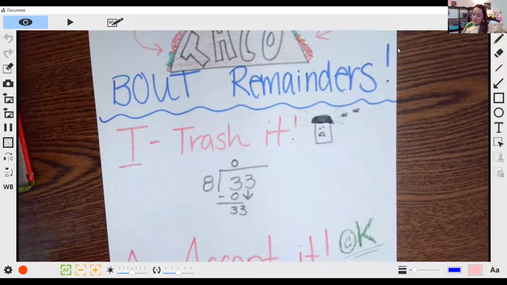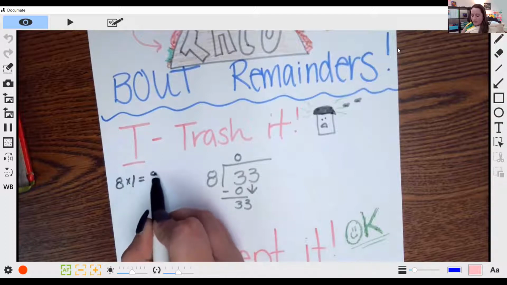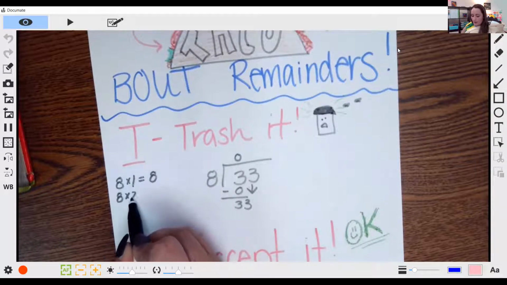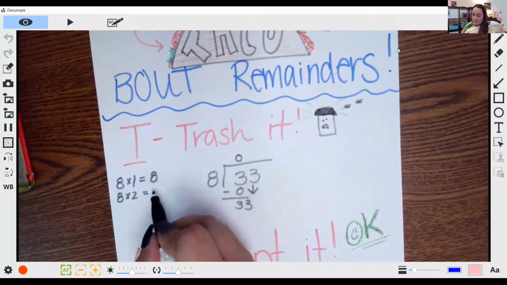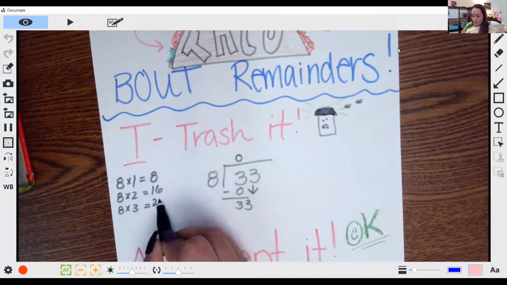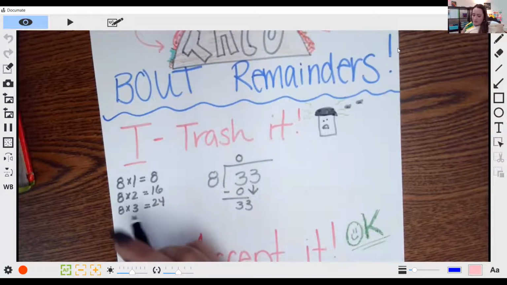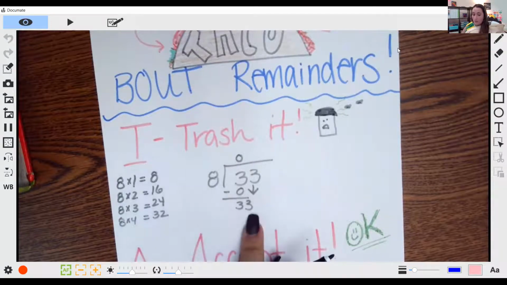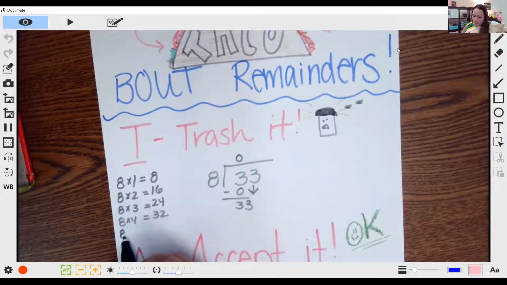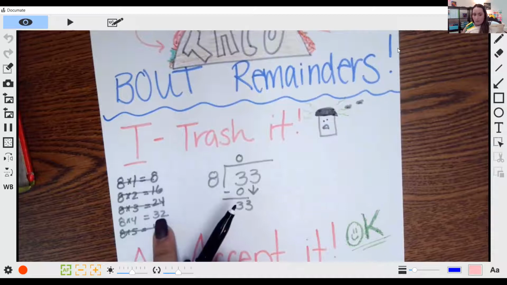If you don't know your 8's times tables, you can use your fingers, or you can put them on the side. So I know that 8 times 1 is 8. 8 times 2, if I don't know it, I can just add 8 to this 8, which is 16. So 8 times 3 is 24, just adding 8 to 16. And I'm pretty close to 33, but I can still keep going. So let's think about 8 times 4. 8 times 4 is 32, really super close to 33. And if I kept going one more, 8 times 5, it would give me 40, which is too high. So we are going to go with 8 times 4 is 32.